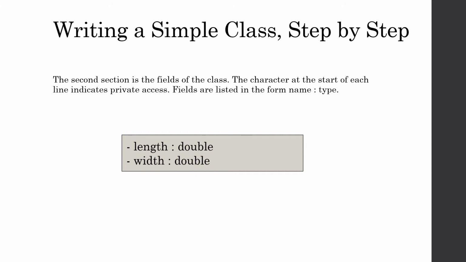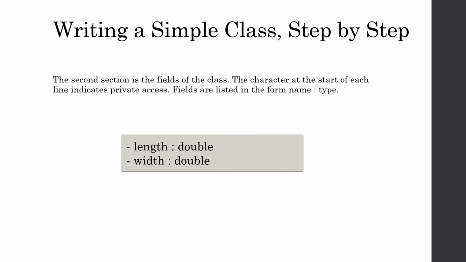In the second section, we have the fields of the class. This one consists of a few different pieces. The very first thing we see is that little dash, or minus character, at the beginning. That character at the start of each line indicates that these have private access. Whenever we want to specify that something is private, we put that little dash character at the front of either a field or a method.